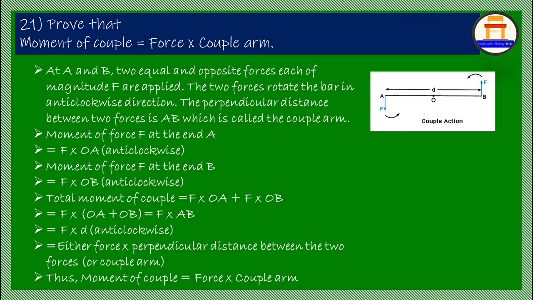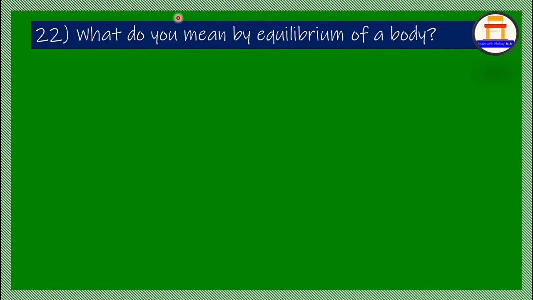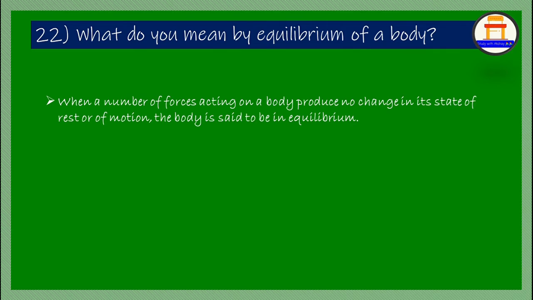Let's move ahead with the next question. What do you mean by equilibrium of a body? Quite an interesting concept, right? When a number of forces acting on a body produce no change in its state of rest or motion, the body is said to be in equilibrium. For example, you are moving a ball and the ball is not moving. In that case, the body is said to be in equilibrium. We have different kinds of equilibrium that you are always aware of, right?